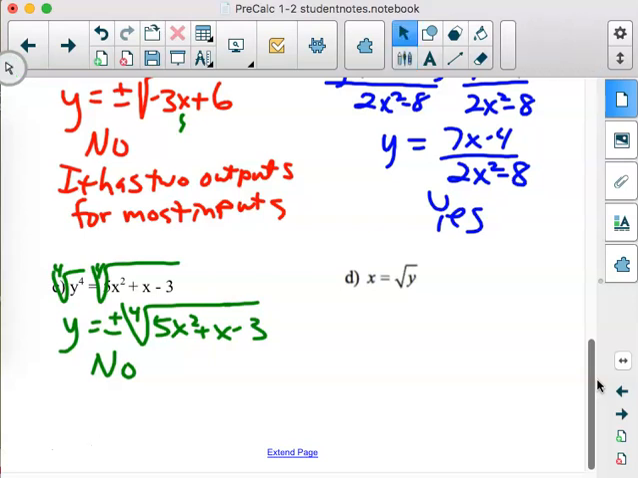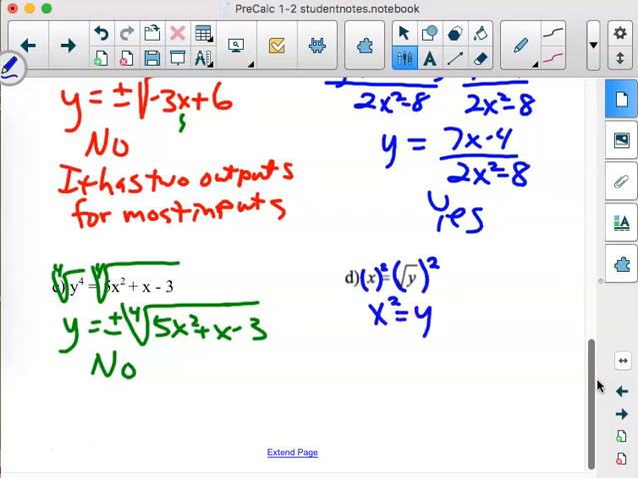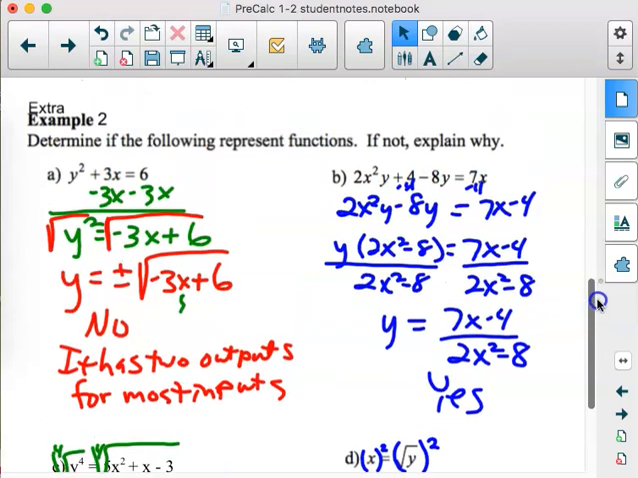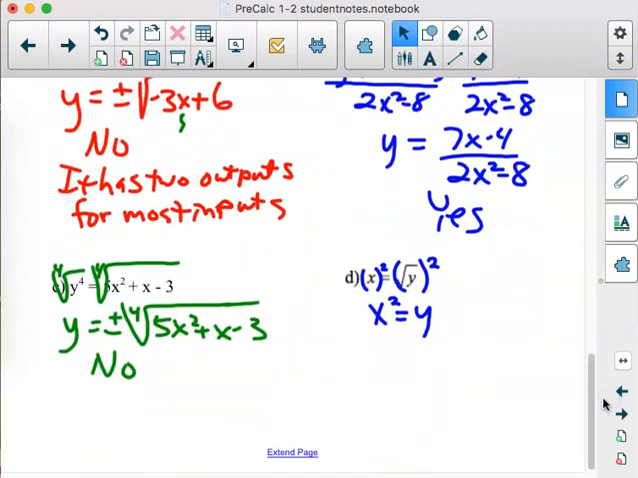Then for D, well, y is almost by itself. If it weren't for that square root piece, I've got to square both sides to solve for y. Well, that's still one output. Again, no plus or minus, nothing funky going on there, so that one is a yes. Oh, I forgot to put the y. It did say explain why up here. Yep. If not, explain why.